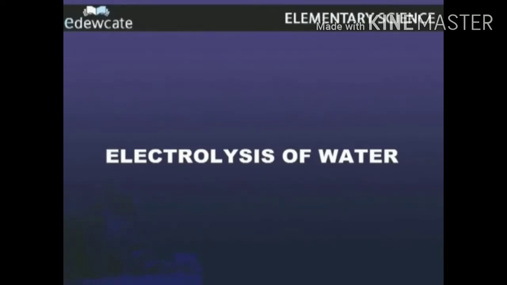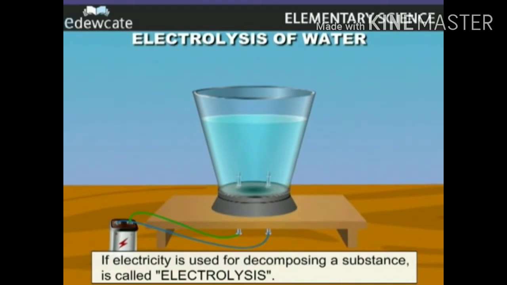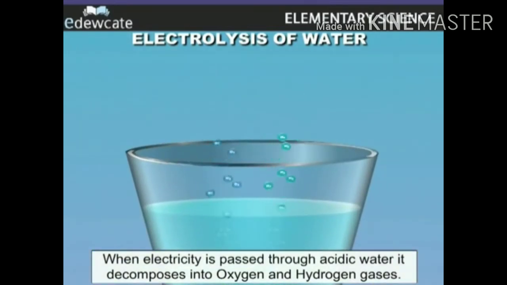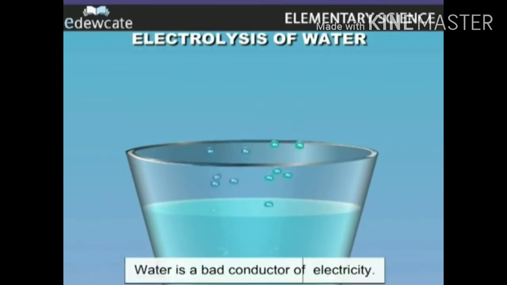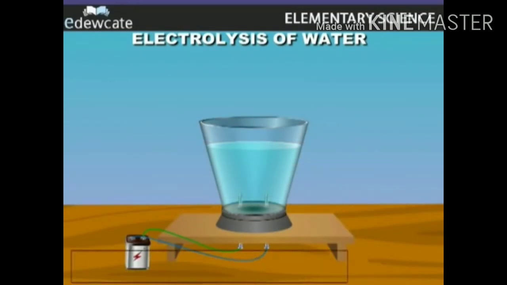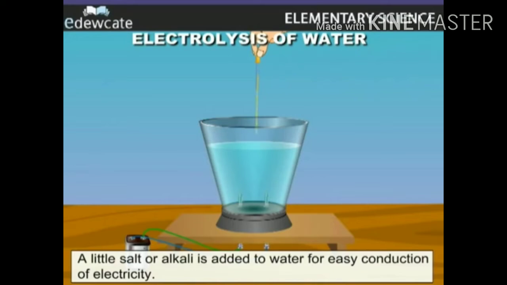Electrolysis of water. If electricity is used for decomposing a substance, it is called electrolysis. When electricity is passed through acidic water, it decomposes into oxygen and hydrogen gases. But water is a bad conductor of electricity. Therefore, a little salt or a little alkali is added to water for easy conduction of electricity.